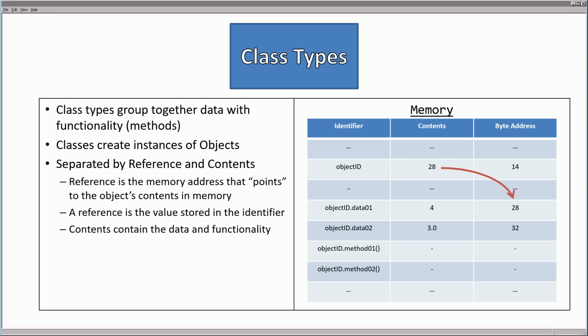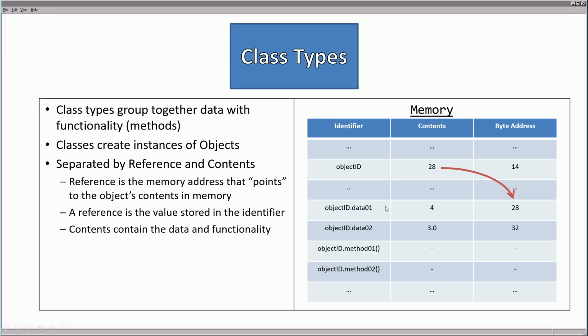Now, it's also important to keep in mind that class types are separated by their references and their contents. The way that we can think of this is the reference is the memory address that points to the object's contents in memory. The reference is the only value that's stored inside of an identifier. The contents is what contains the data and the functionality.